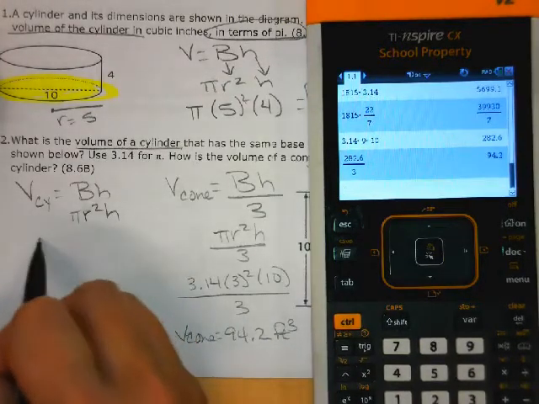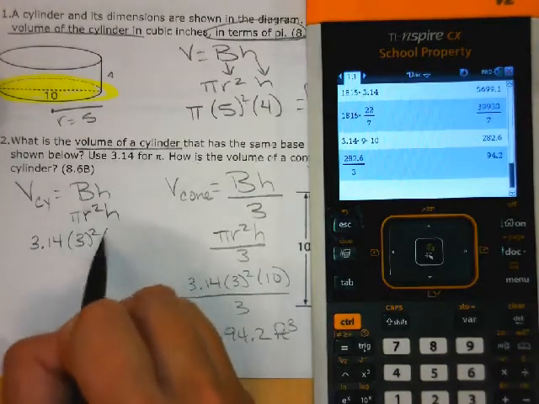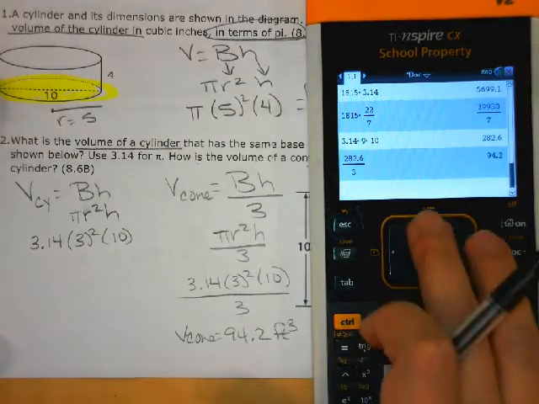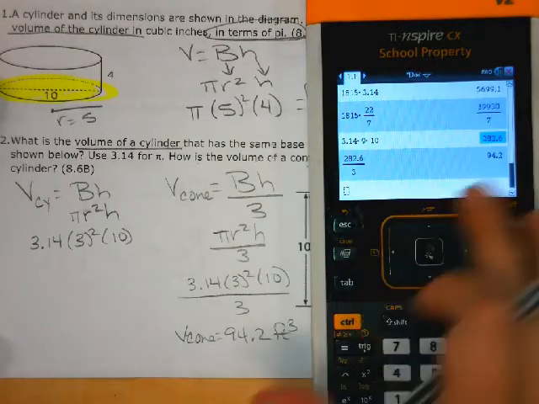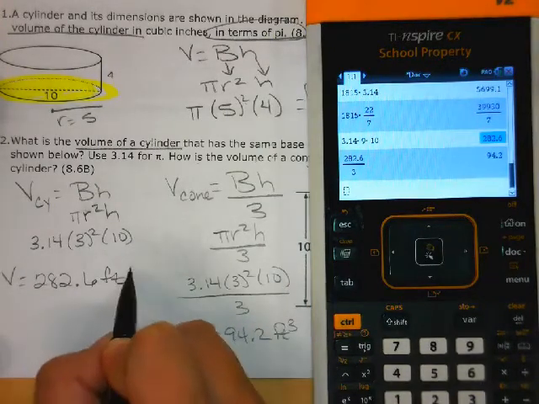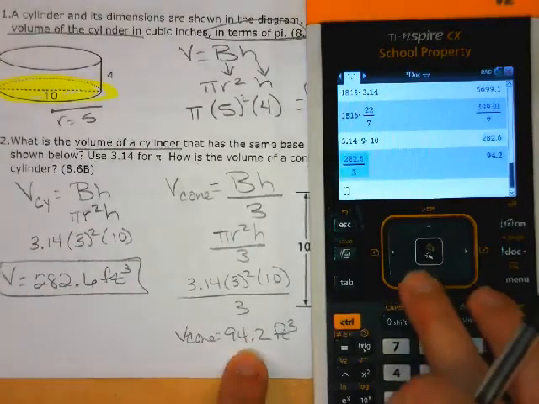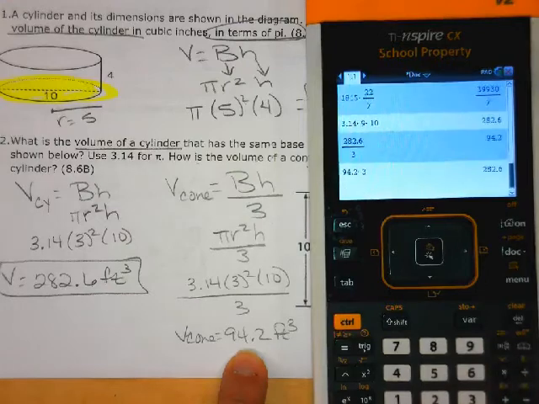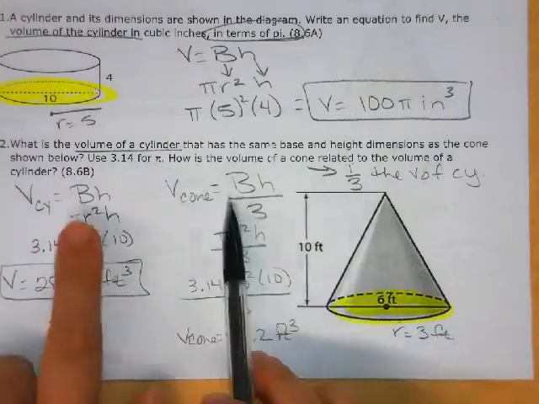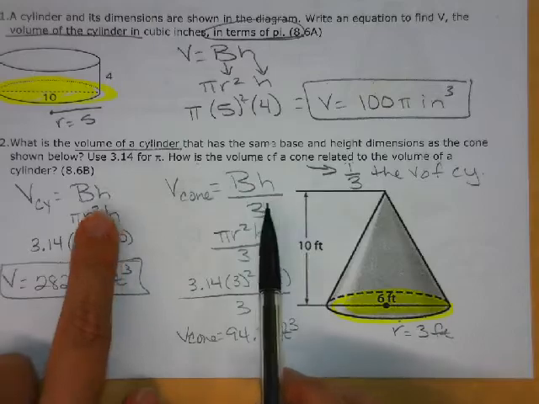We could also come over here and say 3.14 times 3 squared times 10. So we're doing the same thing, and you get 282.6. And we know that's the volume. Now, if you found this cone, you could also come back and say 94.2 times 3, and you get the 282.6. So make sure you're understanding that relationship between pyramids and cones, and cylinders and prisms. Please let me know if you have any questions.